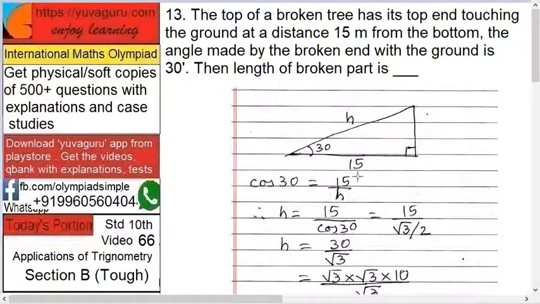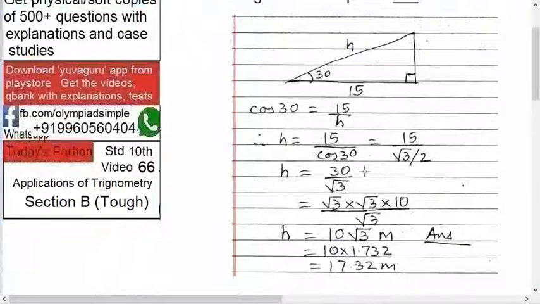Cos 30 equals 15 by h, so h equals 15 by cos 30, right? Root 3 by 2. So 30 upon root 3. Now if the value of root 3 is given in the exam, or check the answers, what is given, then solve it for 1.73. If not, then just keep it as it is. 30 equals 3 into 10, root 3 into root 3, right? So root 3 gone, 10 root 3. So either 10 root 3 can be the answer, or 10 into 1.73 means 17.32. That can be the answer. So anything, quite simple one.